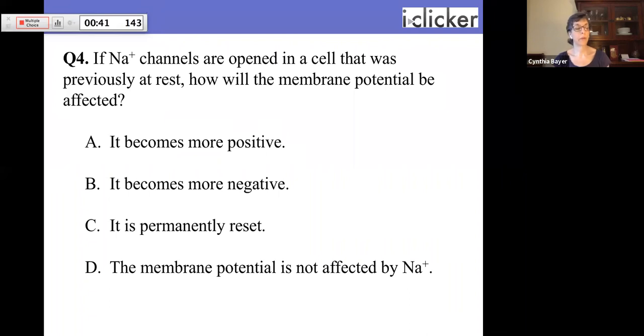So remember what the resting potential is, what the voltage is when it's at rest. What's going to happen? Everybody had a chance to vote? All right, let me close it up. Everybody's got the votes in?